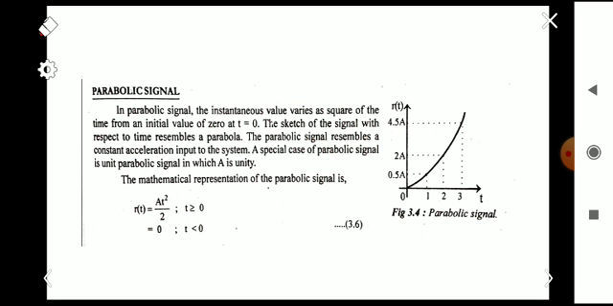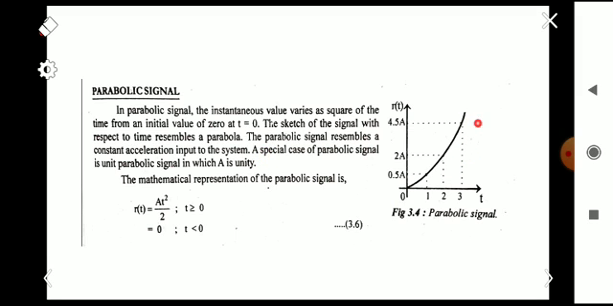The next test signal is the parabolic signal. In the parabolic signal, the instantaneous value varies as the square of the time from an initial value of 0 at t equal to 0. From this time onwards, the output value varies as the square of the time, so it resembles a parabola. A parabolic signal resembles a constant acceleration input to the system.